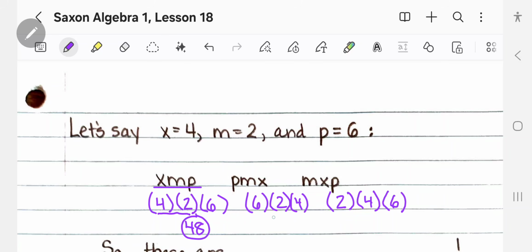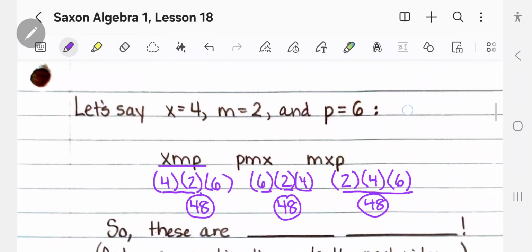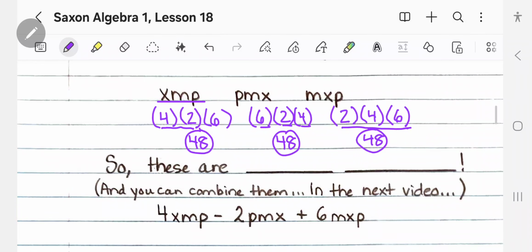Now, we know we have the same numbers here. We have a 4, a 2, and a 6. So we're going to get 48 here as well. And then we have a 4, a 2, and a 6. So we know here we're going to get 48 as well. So all of these have the same value. And since they have the same value, then I could combine these, which we will learn in a future video. But right now it's enough to know that these are like terms. They have exactly the same variables written in equivalent forms. And like we said, you will be able to combine them in the next video.